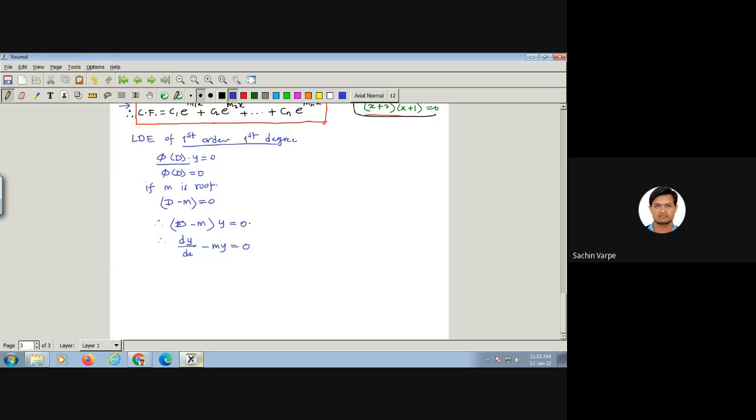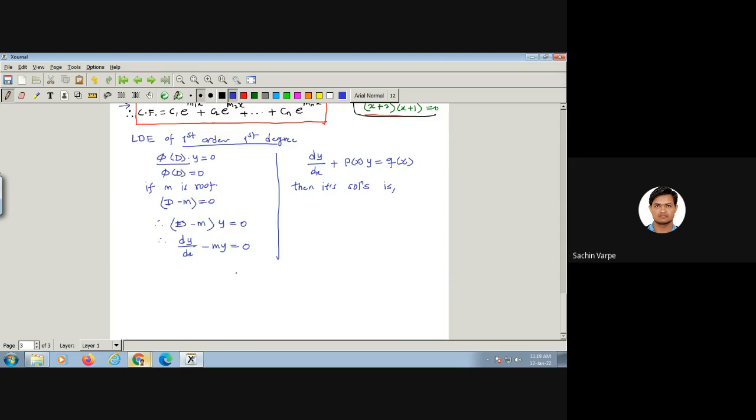Can we compare this with the standard form of linear differential equation? What is the standard form of LDE of first order first degree? The standard form of linear differential equation of first order first degree is dy by dx plus p of x into y is equal to q of x. Yes or no? So if the given equation is in its standard form, then we can have its solution directly. What is the solution? Can anyone tell? What is the solution of this LDE?